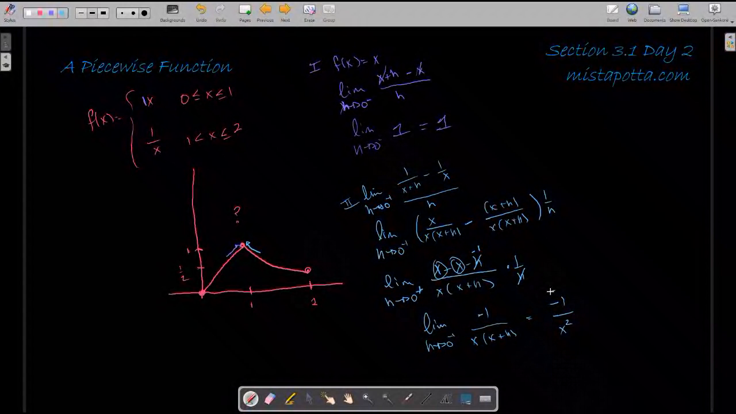And this is obvious from the graph as well. If my slope is negative, that means my graph is going downhill as x increases. And if I look at this, all of my tangent lines would have a negative slope.